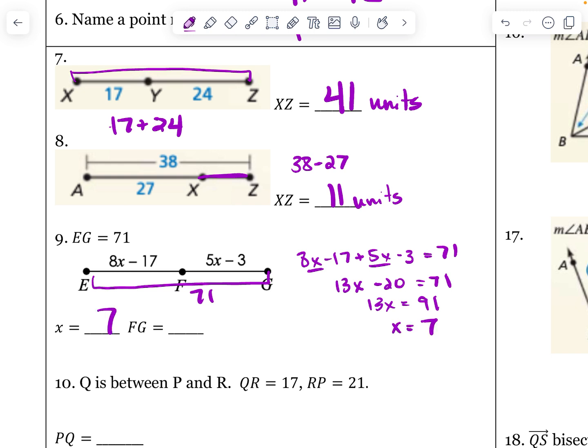And now if I plug it back in to get FG, 5 times 7 minus 3. 35 minus 3 is 32. And I'm going to keep going just to check my work. 8 times 7 minus 17 is 39. 39 plus 32 is 71, which is what I needed. Great.